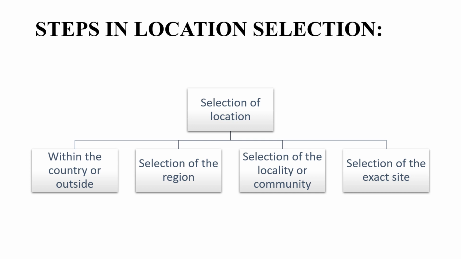There are four steps in selecting a location. Those are: first, within the country or outside; second, selection of the region; third, selection of the locality or community; fourth, selection of the exact site. Let us know more about these steps.